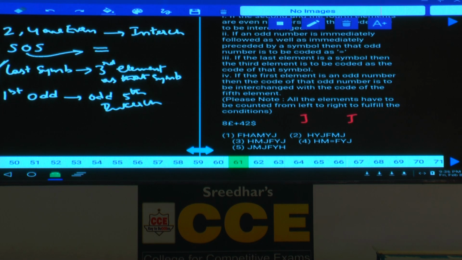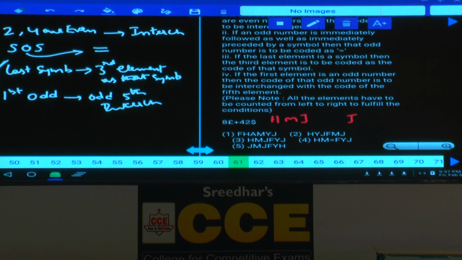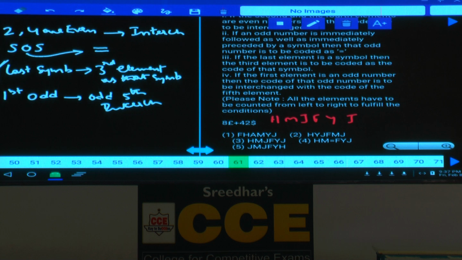Now the code of the letter 8 is H. The next one stands for M, isn't it? And the third letter is J. What is the fourth letter here? F, and the fifth letter is Y, and the last element is J. Then what is your answer here? H, M, J, F, Y, J, choice 3. Clear now? 61.